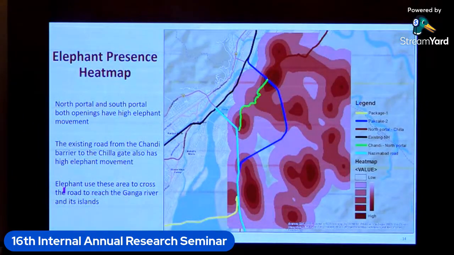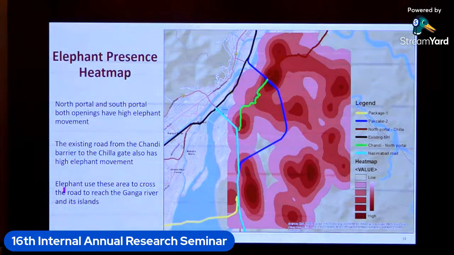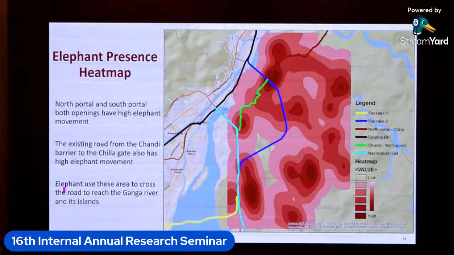This is elephant presence in the study area. So you can see elephant is present at most of the part of Rajaji Tiger Reserve, and it is also present at the tunnel area. It is overlapping the tunnel area, but it is not creating any conflict. But its presence on the north portal and south portal, which are the opening of the tunnel, needs to be mitigated as elephants cross from that area to reach Ganga River.